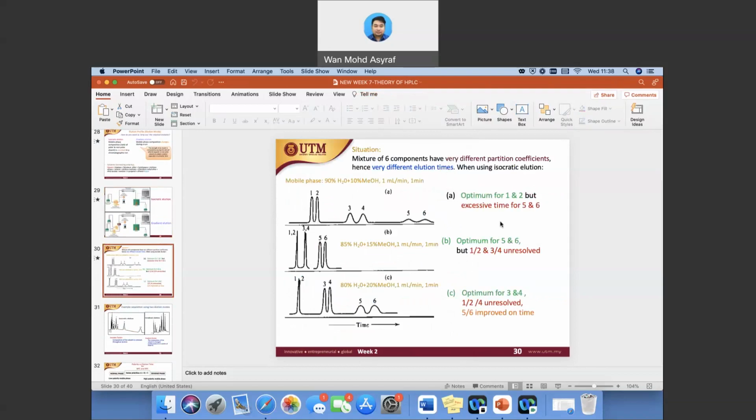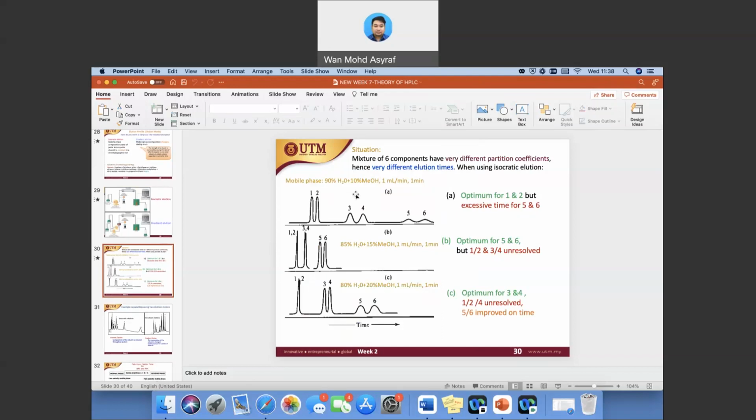You have a mixture of 6 components with different partition coefficients, hence very different elution times. Different partition coefficients means different characteristics, so they will have very different elution times. So now we are using isocratic elution. Isocratic means that it is the same throughout the chromatographic run.